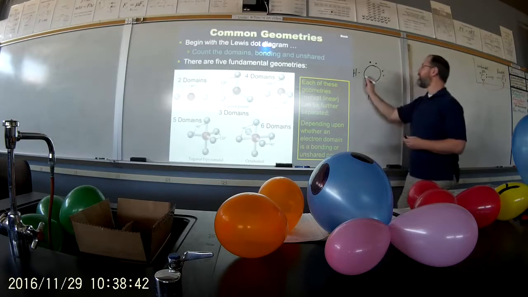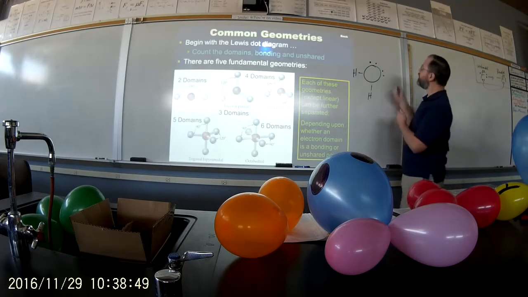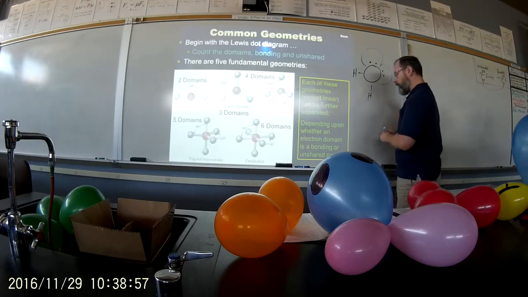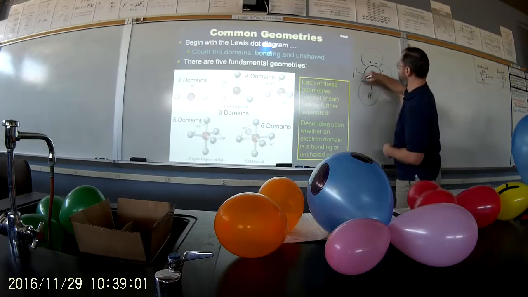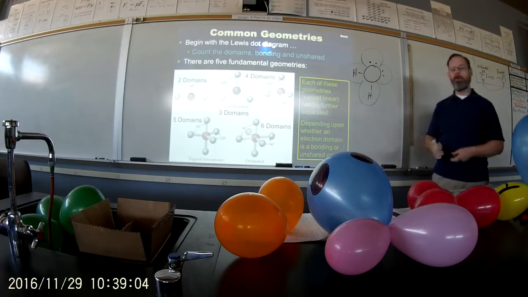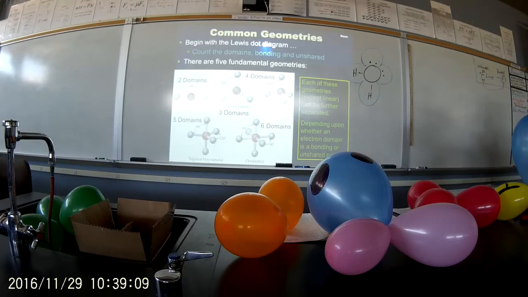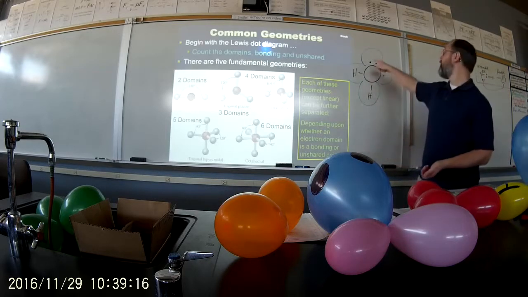Okay. So how many domains do we see with water? 4. The unshared pairs are a domain, and then the bonding pairs are a domain. So water has 4 domains. Water's fundamental geometry is tetrahedral because it has 4 domains: 2 bonding with the hydrogen and 2 unshared pairs.